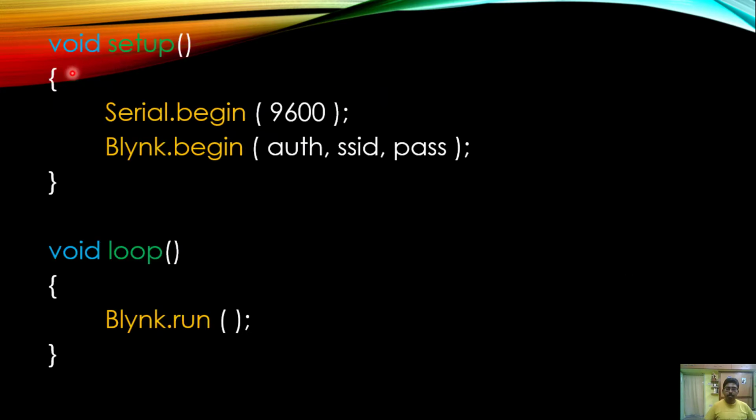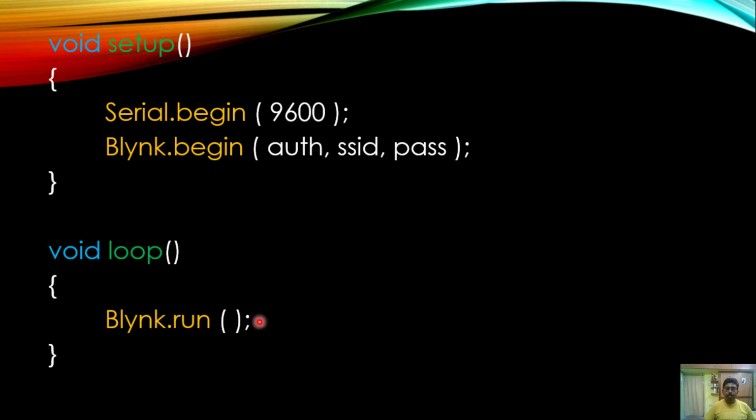The program continues. Here void setup. In void setup, you have two statements. One is Serial.begin. This statement is used to initiate serial communication. Its baud rate is 9600. And Blynk.begin. Here the authentication ID, SSID and password will be authenticated by the module. And inside the void loop, we have one statement, which is Blynk.run. This statement is a function which will continuously check the Blynk server, which will communicate with the Android app and update the data in the Blynk module.